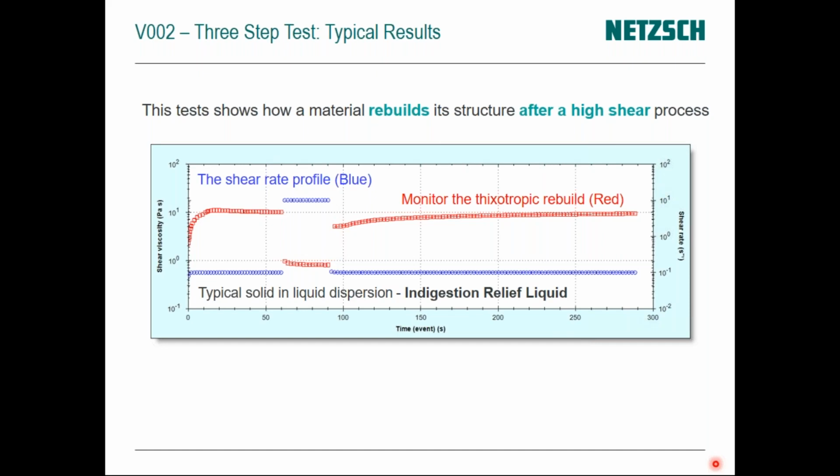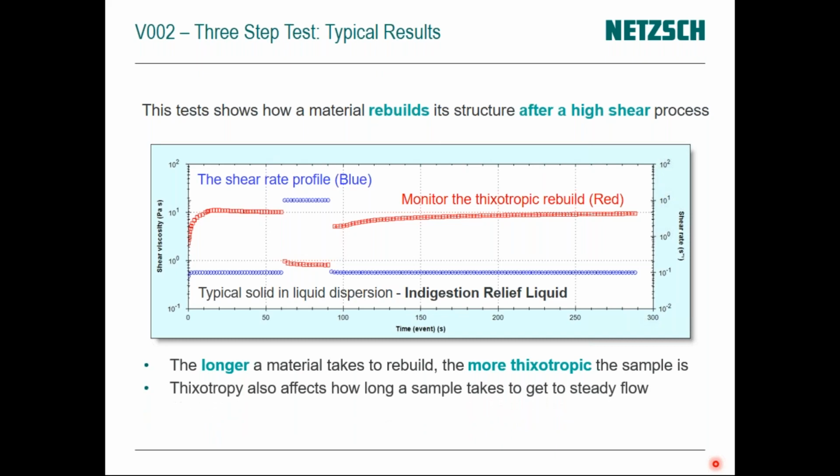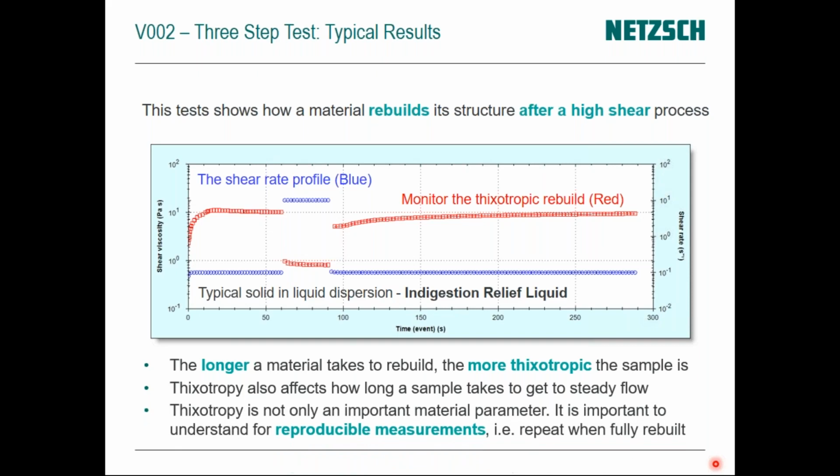Very, very good comprehensive data, and it really helps a formulator know the effect of different additives in his dispersion. So the longer it takes to rebuild, you can say the more thixotropic it is. And also it might show you how long it takes to get to steady flow in a flow curve, if it takes a long time to break down, or if it takes a long time to rebuild. And so it's quite important to know this if you want reproducible measurements.